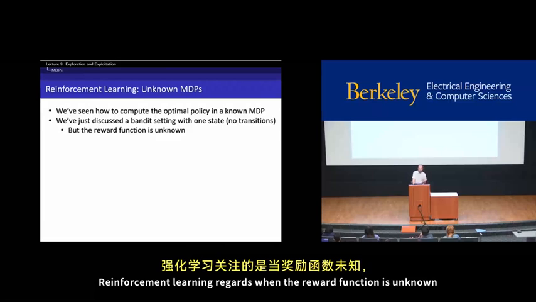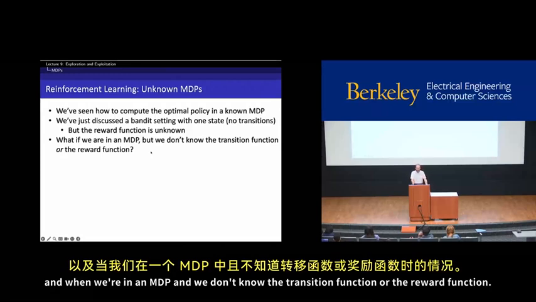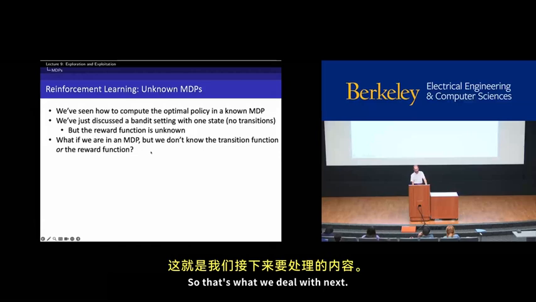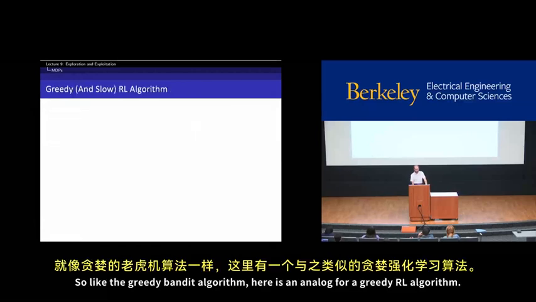Reinforcement learning regards when the reward function is unknown and when we're in an MDP and we don't know the transition function or the reward function. So that's what we deal with next. So like the greedy bandit algorithm, here is an analog for a greedy RL algorithm.